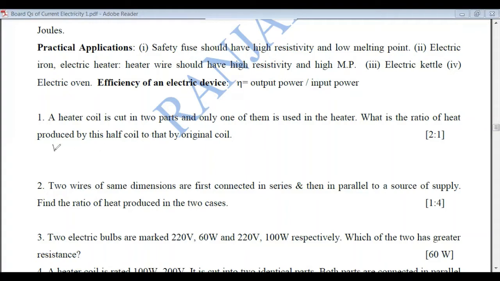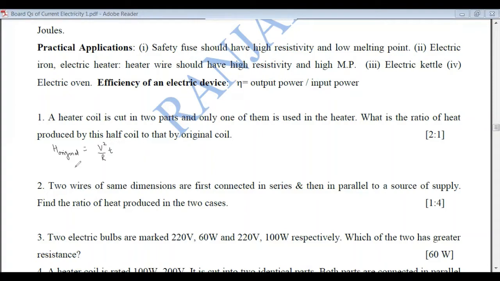Okay, now the heat produced by the original coil when its resistance is R. Now there are three formulas for the heat produced: V into I into T, I square R into T and V square upon R into T. Now which formula will be used? V square upon R into T. Why? Because first we are using the original coil and then half the coil. Okay, and it is put into the same socket, that is the potential difference will be the same.